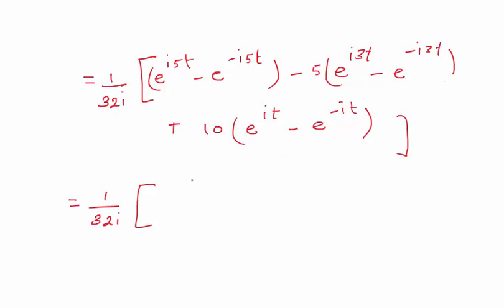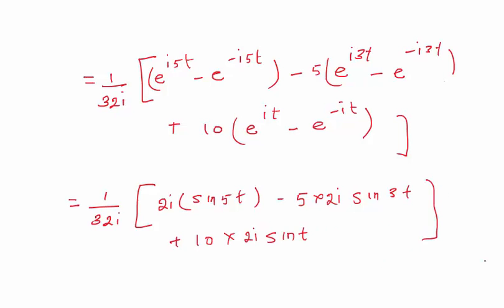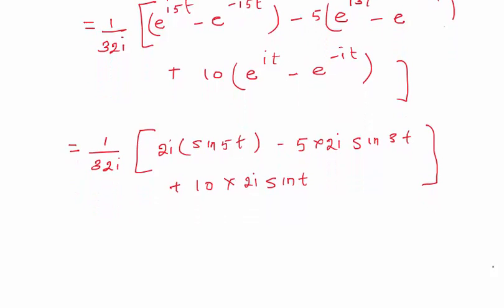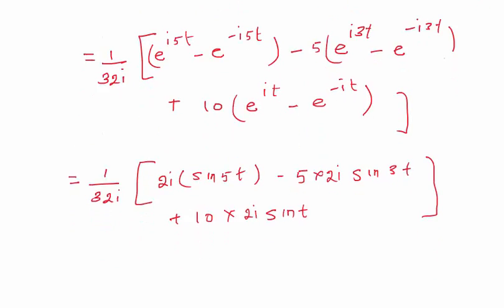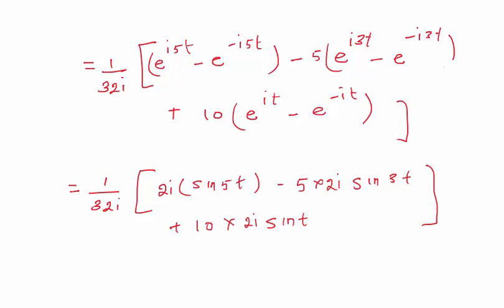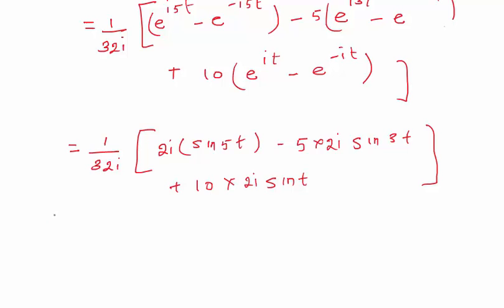Now this e raised to i 5t minus e raised to minus i 5t can be written as 2i times sine 5t, minus 5 times 2i times sine 3t, plus 10 into 2i times sine t. Sine 5t, if you recall, I can write this sine 5t as e power i 5t minus e power minus i 5t whole divided by 2i. So if we rearrange the terms, we will get this particular term.